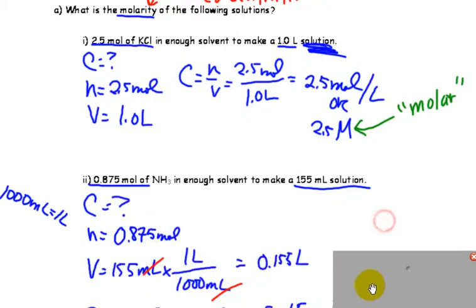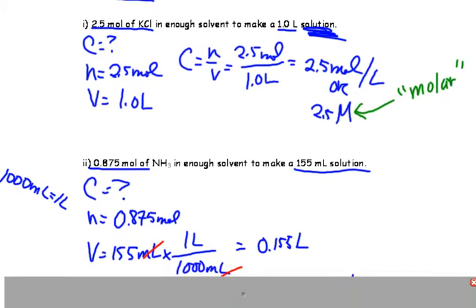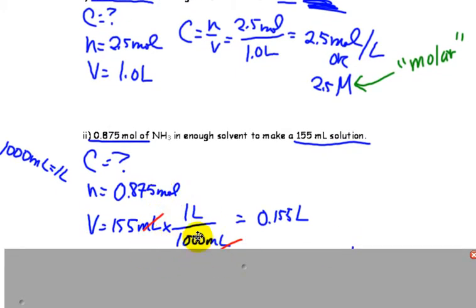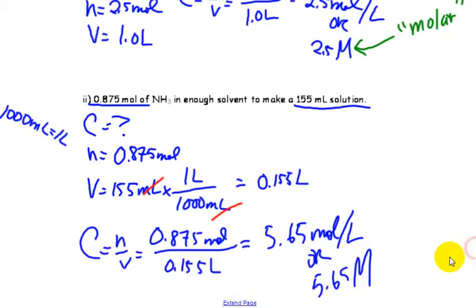So working that out there, my moles of solute is fine, 0.875, but here I've got to divide by 1,000. Milliliters cancel, I'm left with liters, 0.155 liters. And then it becomes like the previous question, just simply C equals n over V, 0.875 moles over 0.155 liters, 5.65 moles per liter, or 5.65 molar. Okay.